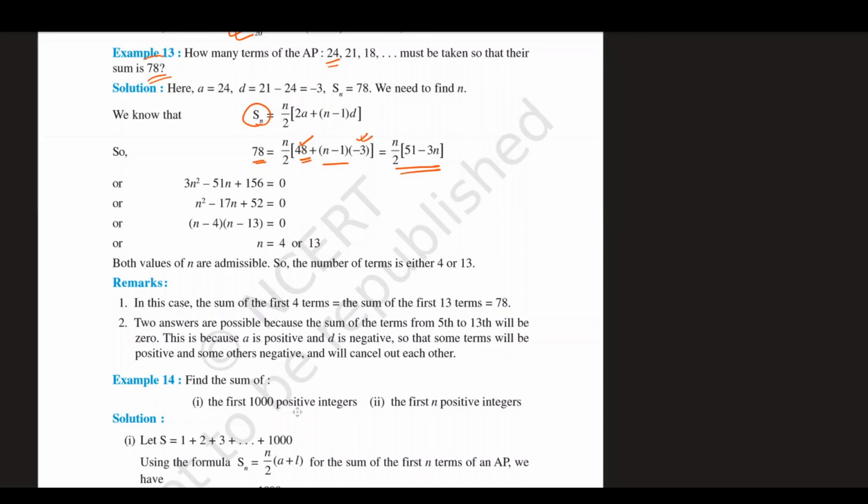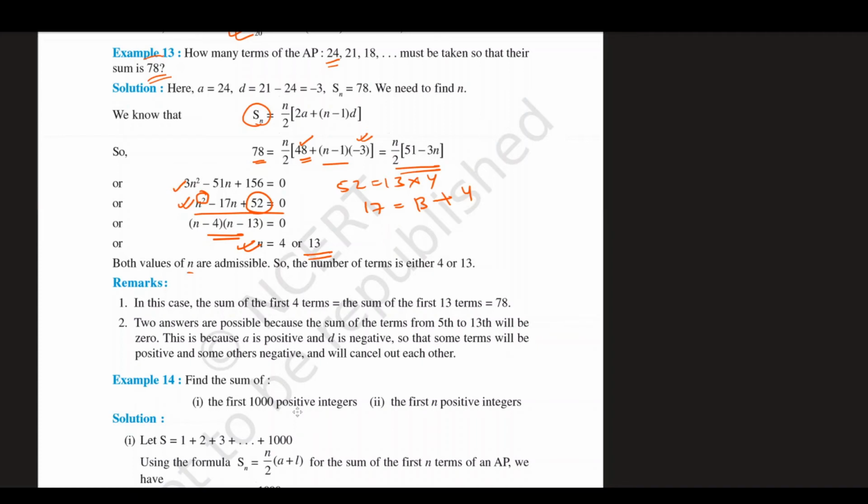How will we be solving for n? We will be getting this quadratic equation. See, this is the quadratic equation, because of this n squared the degree is 2. Now apply factorization and break it into parts. 17 can be written as 13 plus 4, and 52 is 13 into 4. So these are the factors. n is 4 or 13.